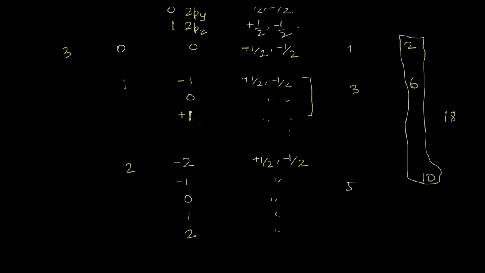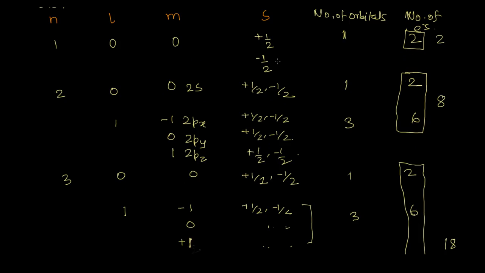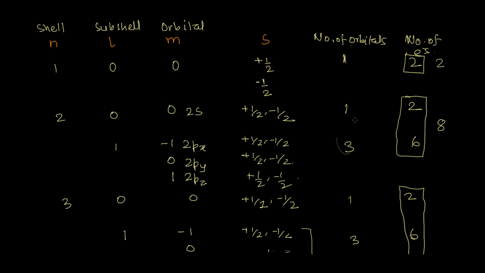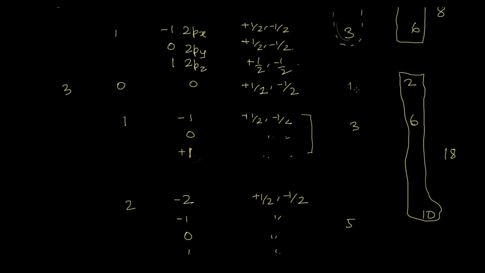Now let us try to understand. How many orbitals total? In the first shell, you have 1 orbital. Here you have 4 orbitals. I am talking about only the number of orbitals. That is 4. Here it is 1. The total number of orbitals here is 9.